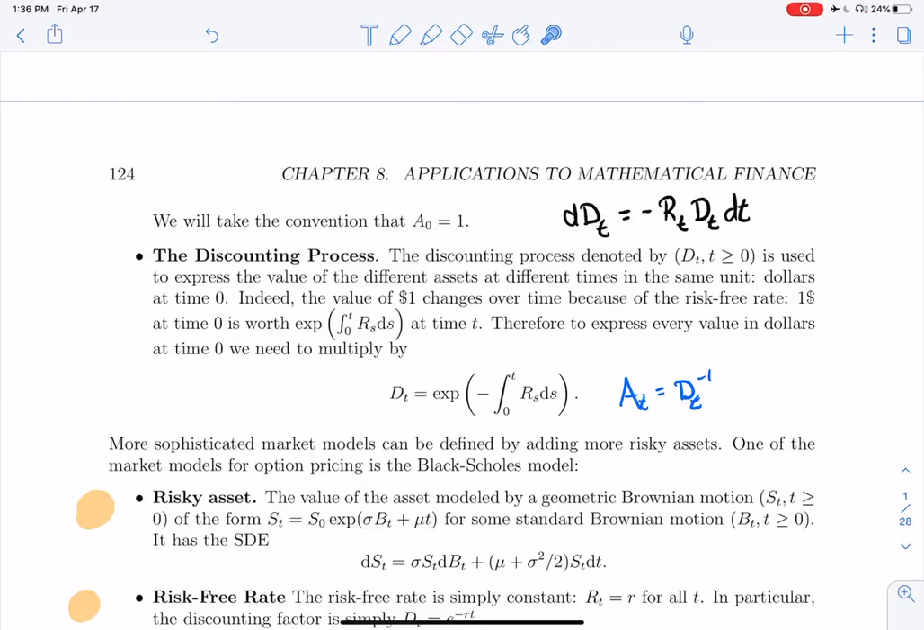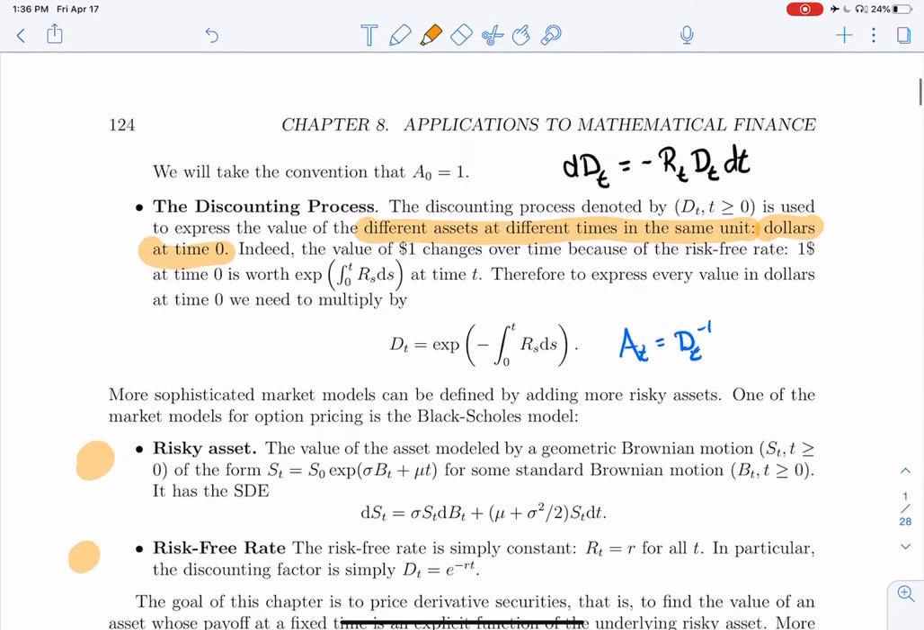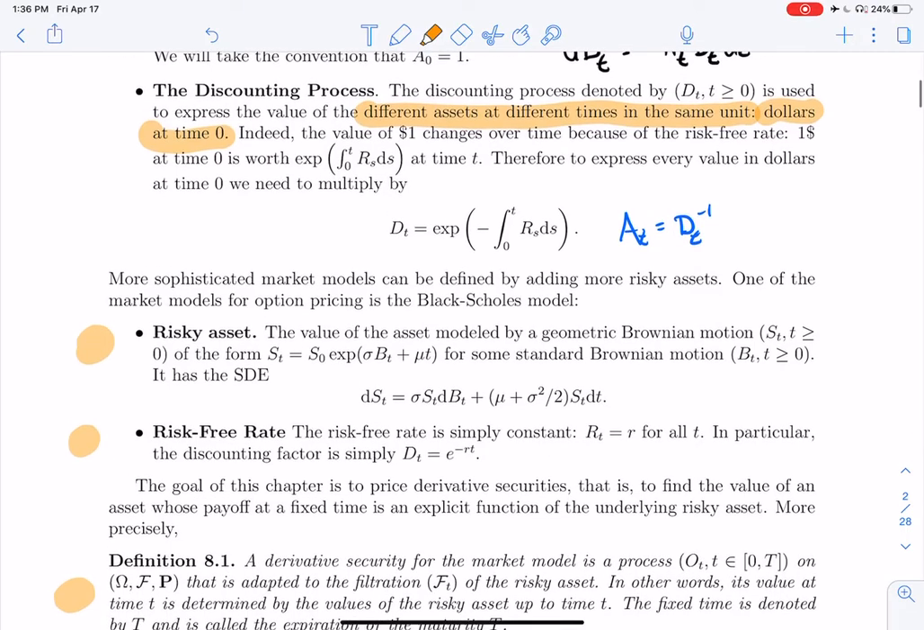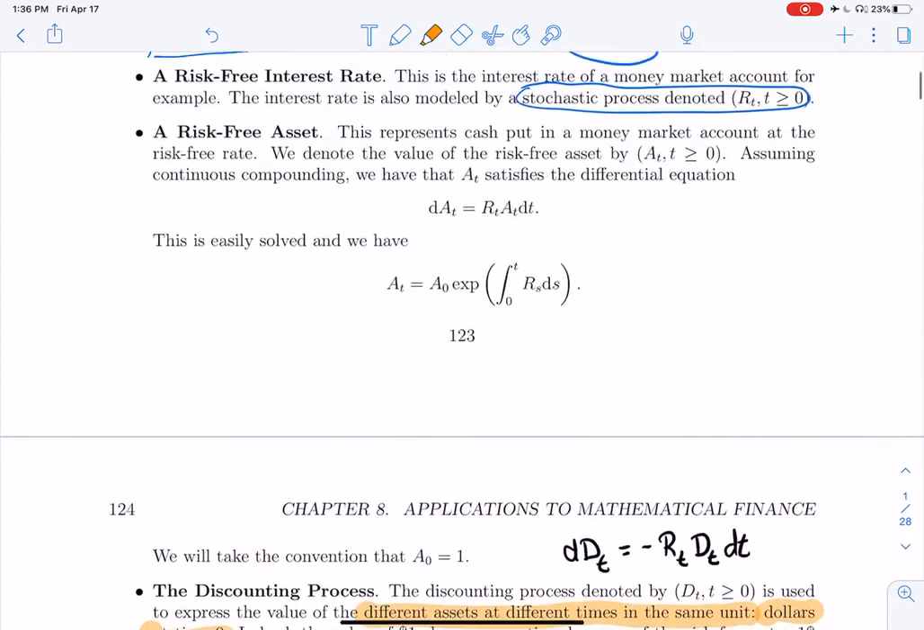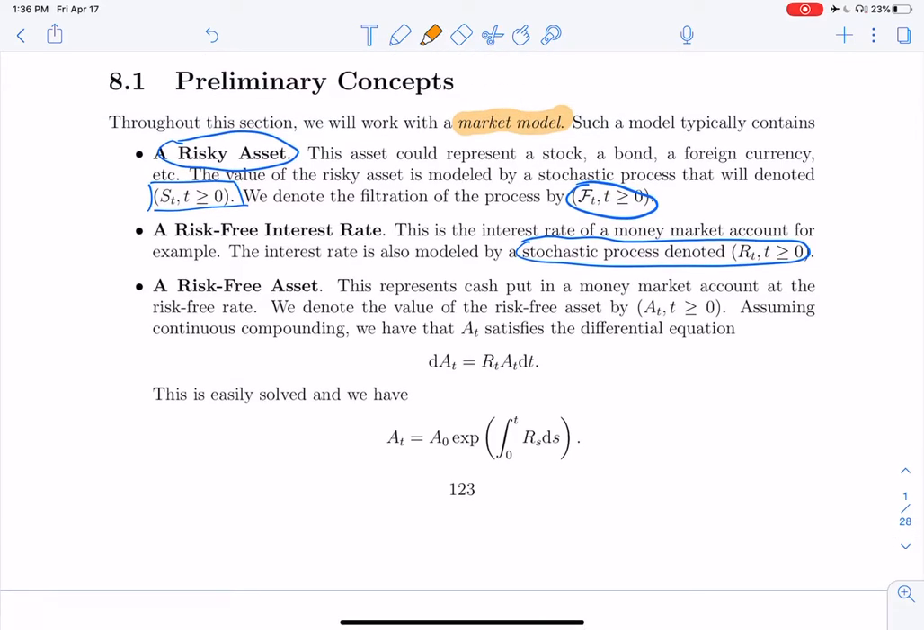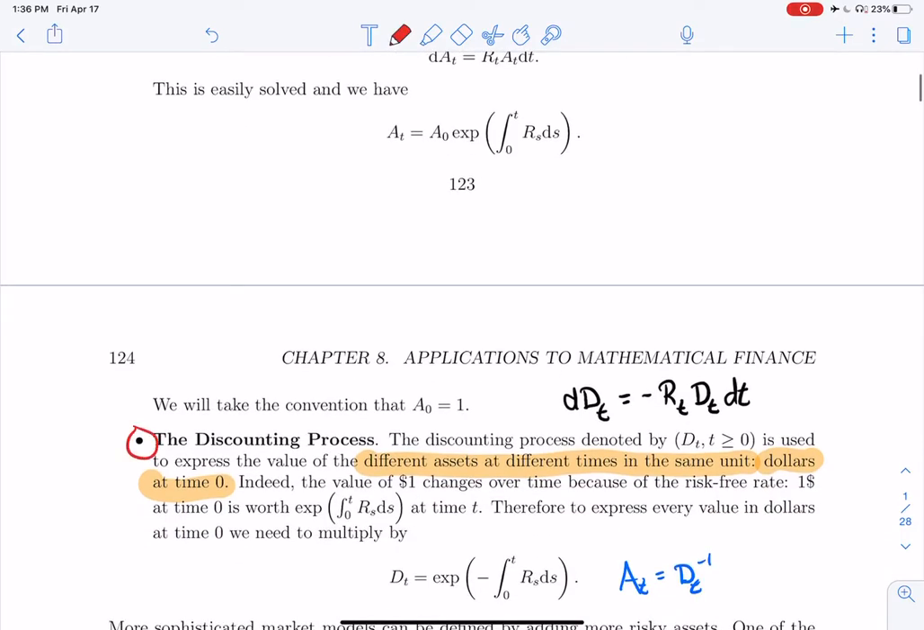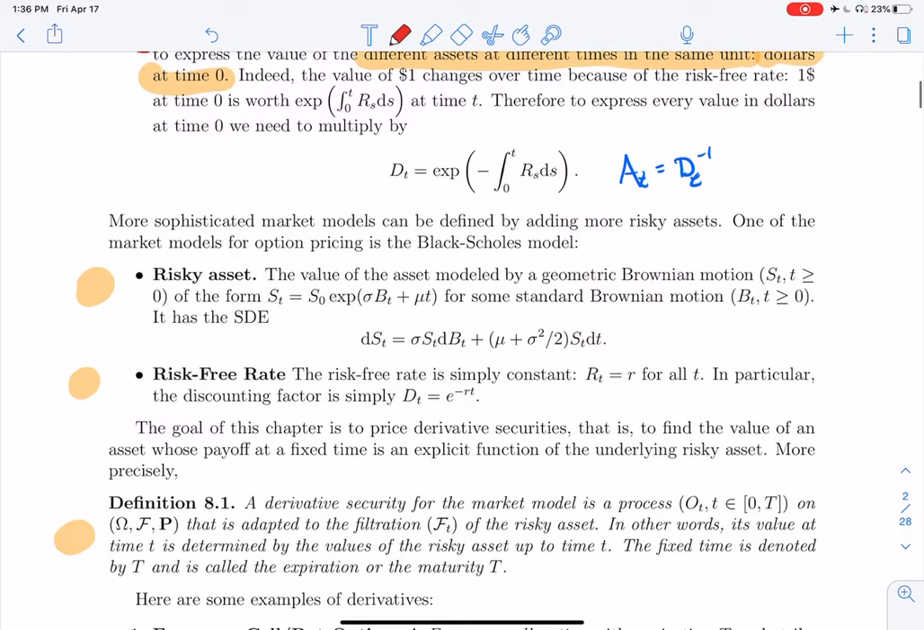That's what I mean here. You want to express the value of the assets in the same unit, even though they might be at different times. So you pull back everything to time 0, dollars at time 0. That's the meaning of the discounting process. Okay, so that's a market model. What do we have here? We have the risky asset, the risk-free rate, and the discounting process as defined through the risk-free rate.